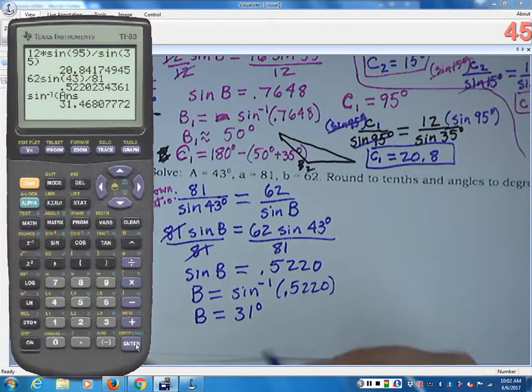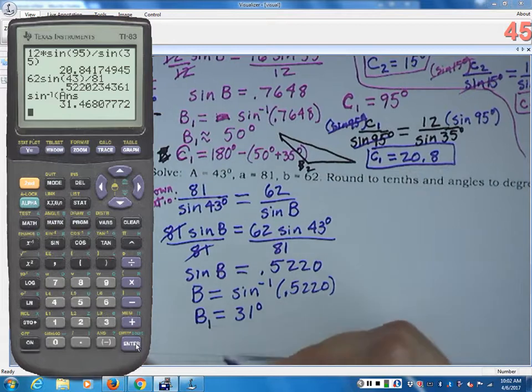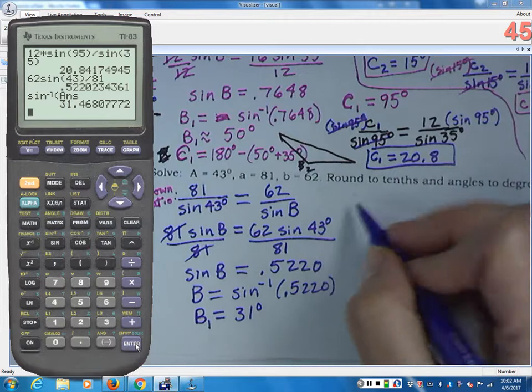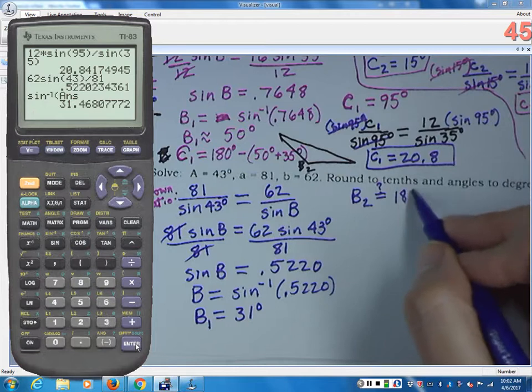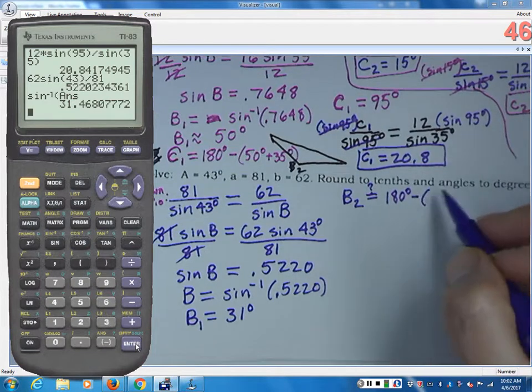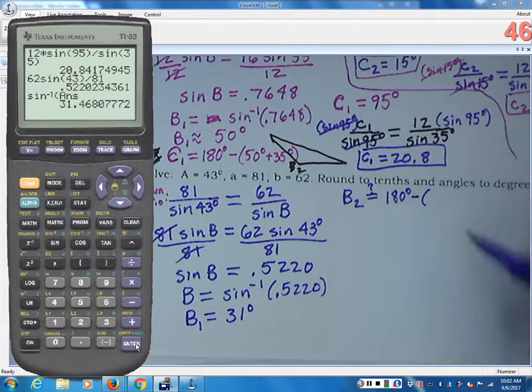We can write that as B1, and we can see if there's a B2. So let's check to see, is there a B2? That would be 180 minus the sum of... oh, 180 minus 31.